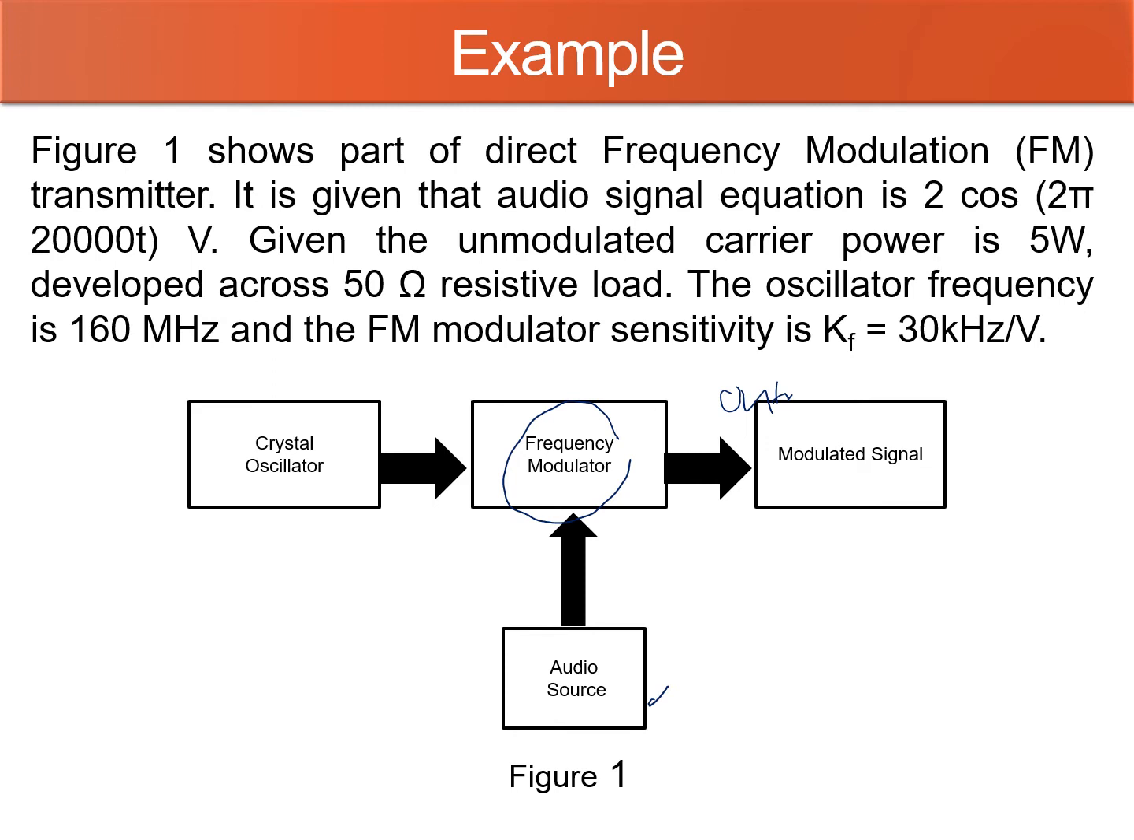Figure 1 shows part of a direct modulation frequency modulation transmitter. It is given that the audio signal equation is 2 cos 2 pi 20,000 t volt, and the unmodulated carrier power is 5 watt developed across a 50 ohm resistive load, and the oscillator frequency is 160 MHz. Given also, the FM modulator sensitivity is 30 kHz per volt. So here are the questions.